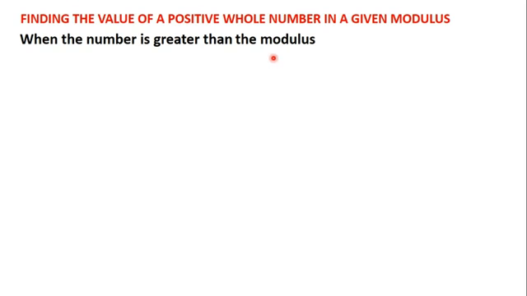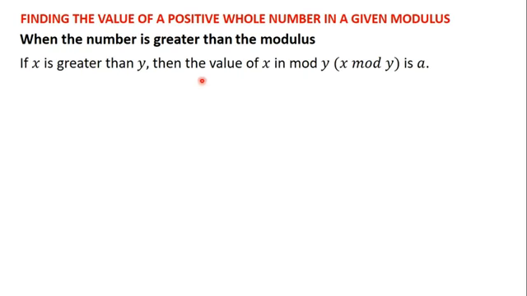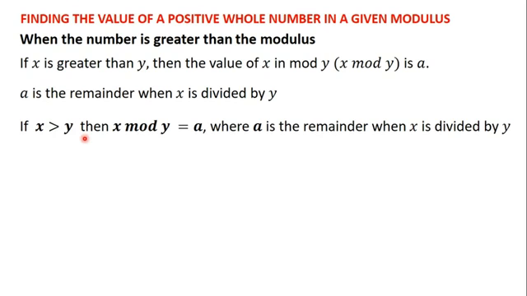When the number is greater than the modulus. We have considered when the number is less than the modulus and when the number is equal to the modulus. We are now going to consider when the number is greater than the modulus. If x is greater than y, then the value of x in mod y, which is written as x mod y, is a. And a is the remainder when x is divided by y. This means that if x is greater than y, then x mod y is equal to a, where a is the remainder when x is divided by y.